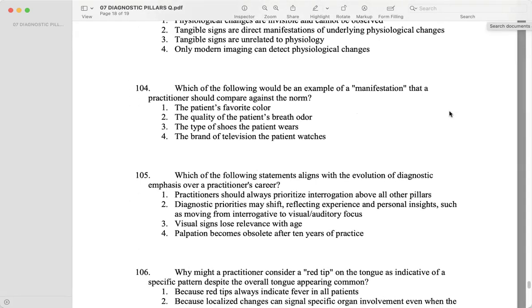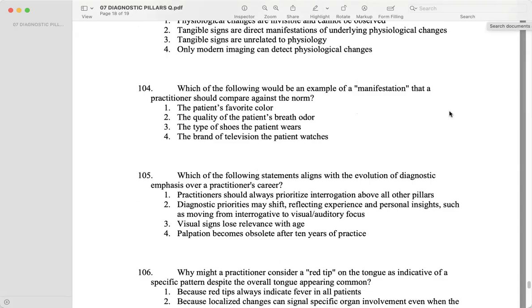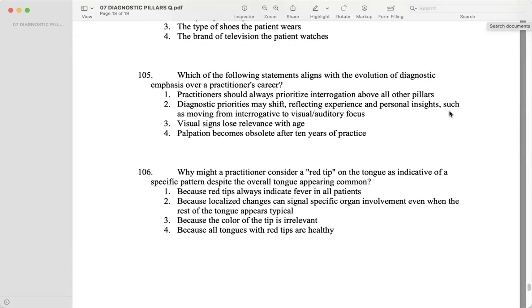Which of the following would be an example of a manifestation that the practitioner should compare against the norm? The quality of the patient's breath odor. Yes. Which aligns with the evolution of diagnostic emphasis over a practitioner's career? Yes. Diagnostic priorities may shift, reflecting experience and personal insights, such as moving from interrogative to visual and auditory.